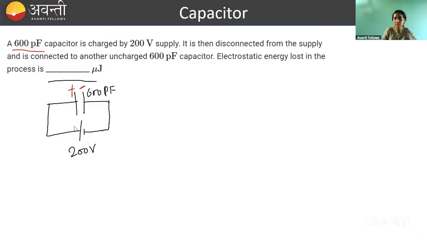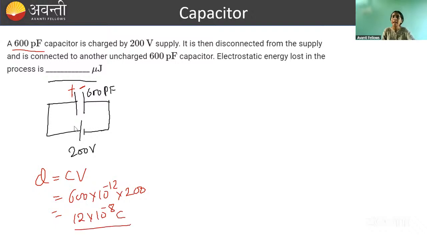How much charge will stay on the capacitor? Maximum up to Q equal to CV. So C का value क्या है यहाँ पे 600 into 10 to the power minus 12 into V, that is 200. So 12 into 10 to the power minus 8 coulomb. ठीक है? And what is the energy of this state of the capacitor?